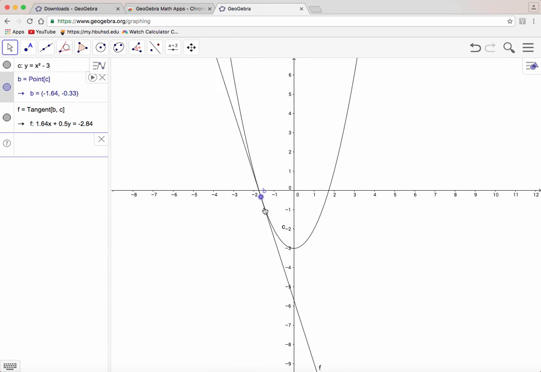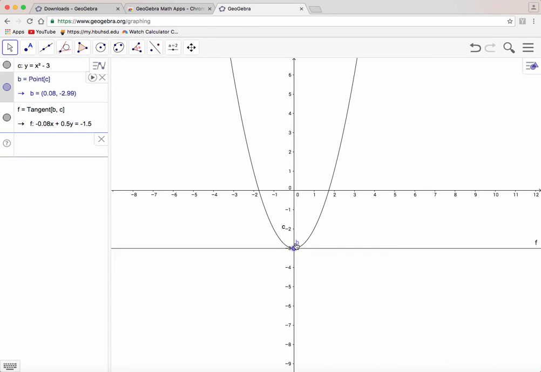If you were to collect all of those points together, you would get another function.